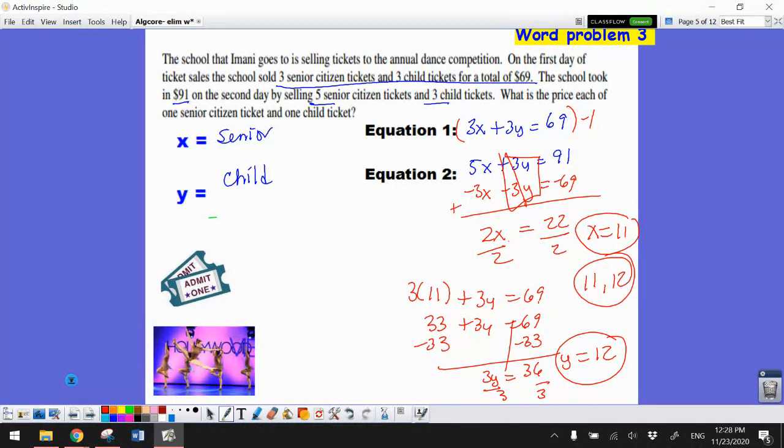So how much was the senior ticket? Yeah, the senior tickets are $11. How much is the child ticket? Child ticket is $12. Those were much closer together in price.